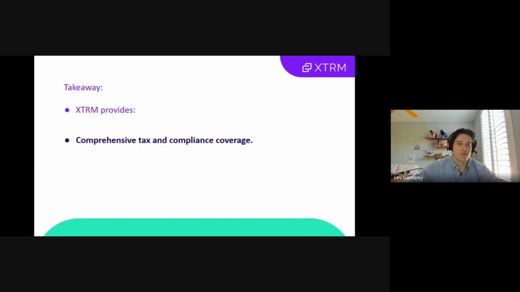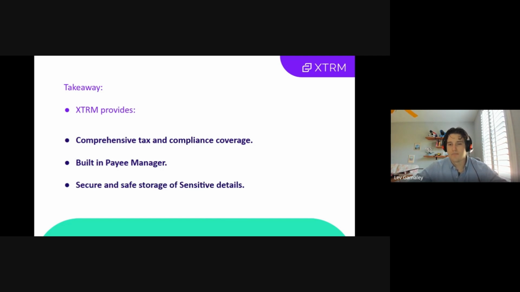First and foremost, we discussed the comprehensive tax and compliance coverage that Xtrm provides to our clients, again taking on, as a third-party settlement organization, the obligation for any payments created or processed. The second most important portion was the built-in payee manager. The payee manager will fill in any gaps in information, handle sensitive data both in transit and storage, and collect any information that's needed in residual.